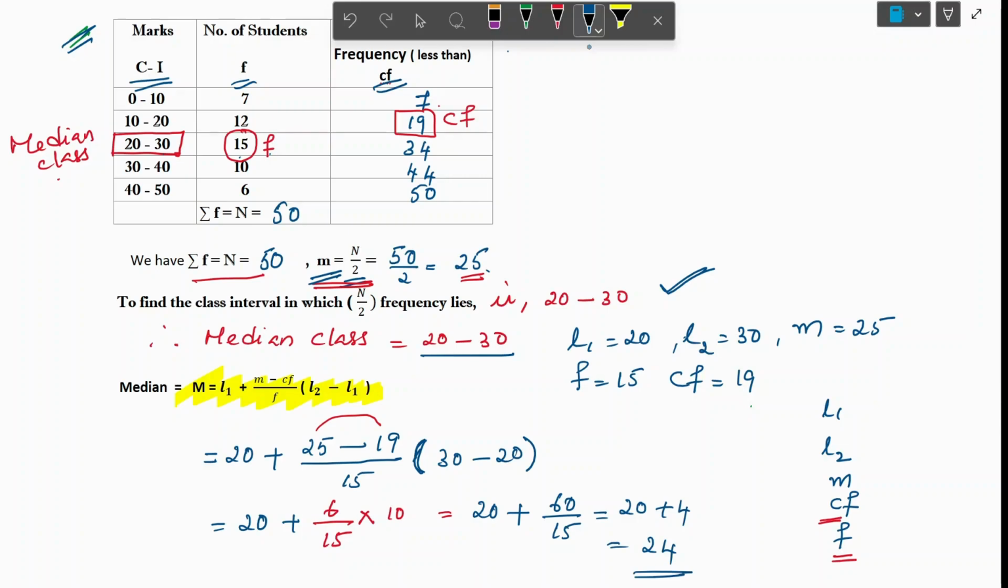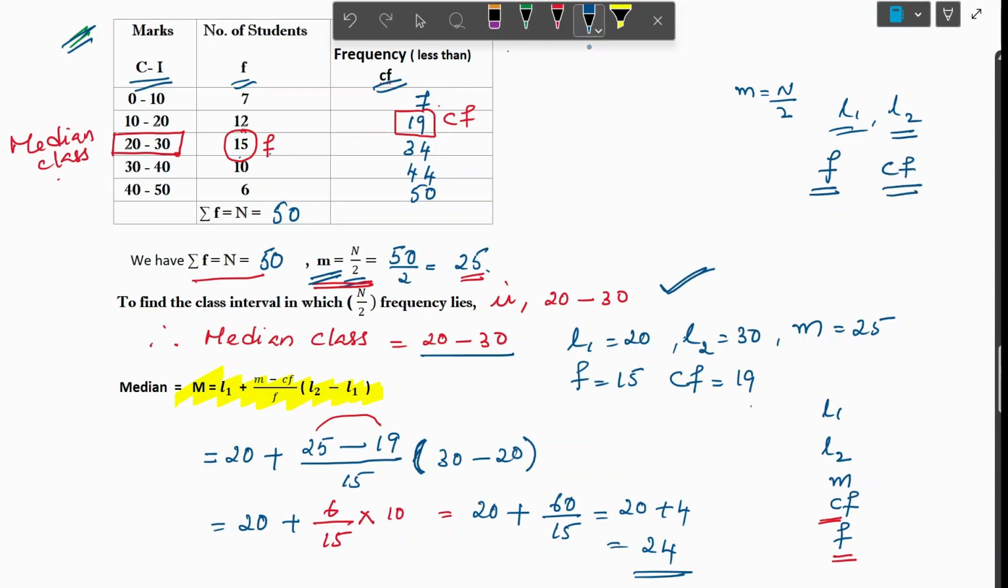Therefore, median for grouped data: first create the cumulative frequency table. That is step number 1. Step number 2, we are going to calculate small m, that is n by 2. Now locate your median class. After locating the median class, write L1 and L2, lower limit and upper limit. Now the frequency F means the corresponding frequency of the median class. Therefore here it is 15. And next is CF. Normally students make a mistake for CF. They will write directly the cumulative frequency of the median class. No, it is not that.